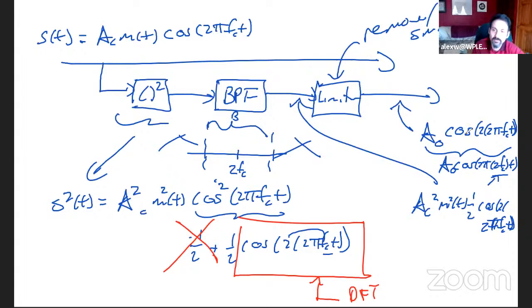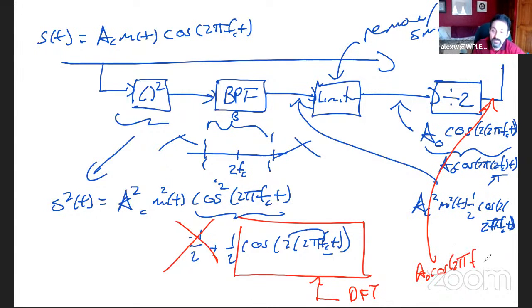Now, we have a frequency divider. The output here, I'm going to use a different color, will now be A naught cosine 2 pi fc, not 2 fc. And then that, folks, gets multiplied with my original signal. And then from there, I use a low pass filter to extract out m of t. So that's how the squaring loop works.